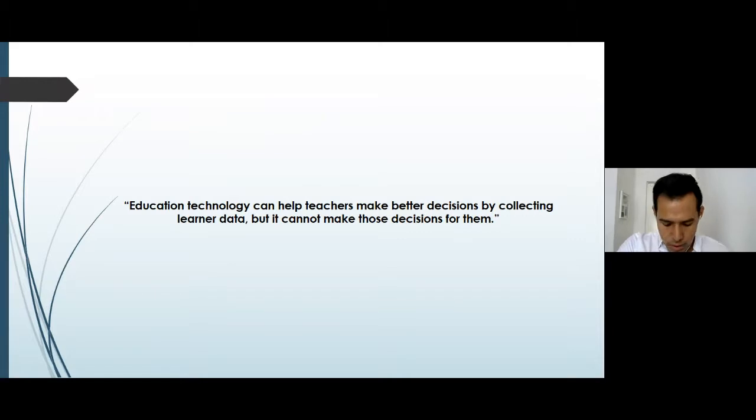Okay, I have here one quote that I'm going to read, and then I'm going to ask you to tell me, what do you understand by this? What is your understanding of this concept? And if you could elaborate a little bit more, I will be more than happy to read your contribution. So this one says that education technology can help teachers make better decisions by collecting learning data, but it cannot make those decisions for them. Okay, I am going to give you a minute so you can write and share with everybody your opinion about this. What do you think it's talking about?